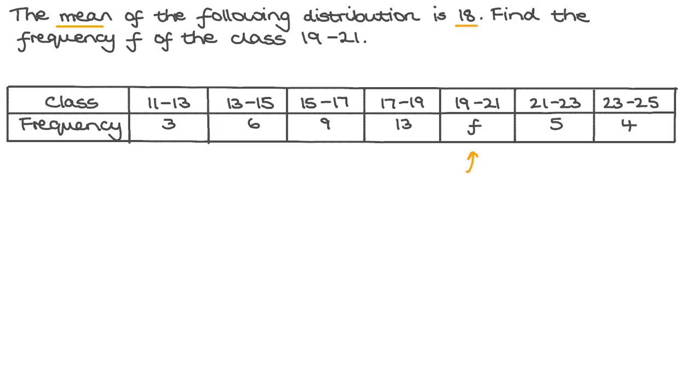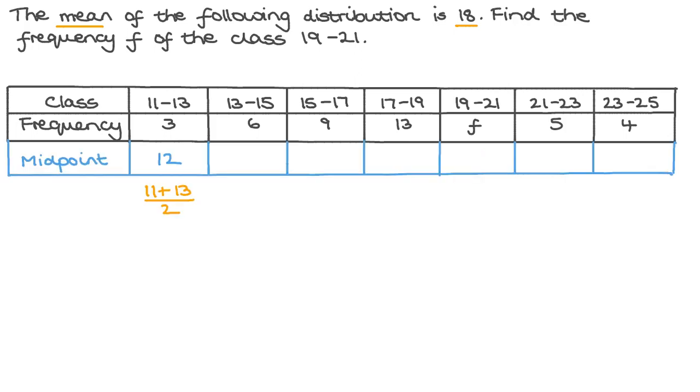calculate a missing frequency. Let's recall the process for calculating the mean of a grouped frequency table. First, we find the midpoint of each class by averaging out its endpoints. So for example, for the first class, we add 11 and 13 together, divide by 2, and it gives 12. The midpoints are therefore 12, 14, 16, 18, 20, 22, and 24. As the data have been grouped, we don't know the exact values of the original data, so these midpoints give an estimate of each value within the class.